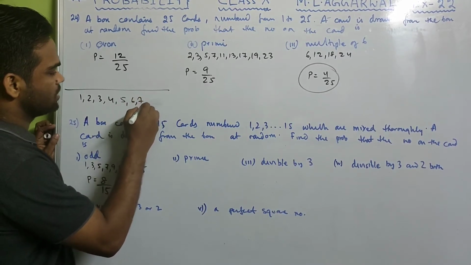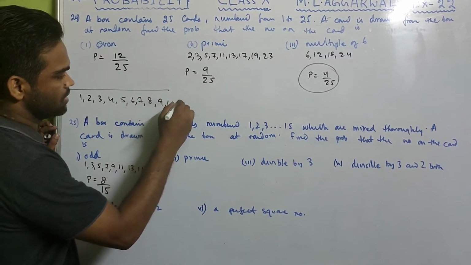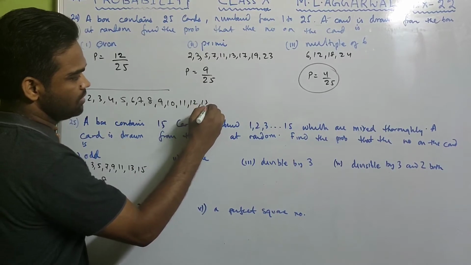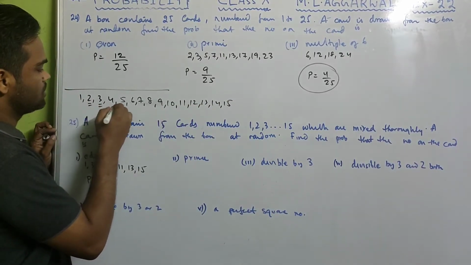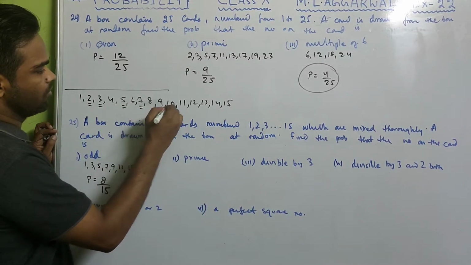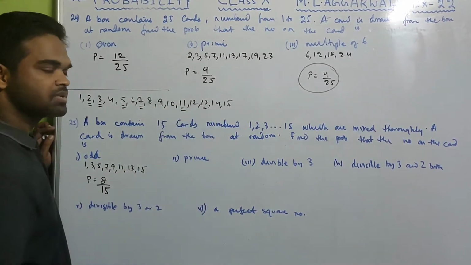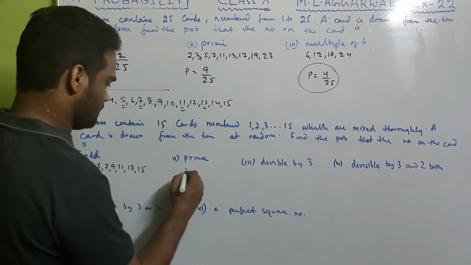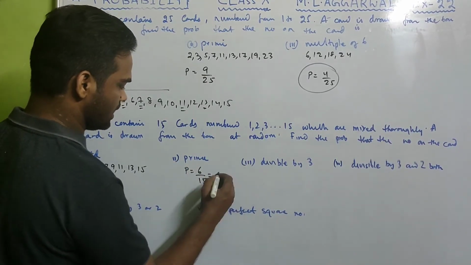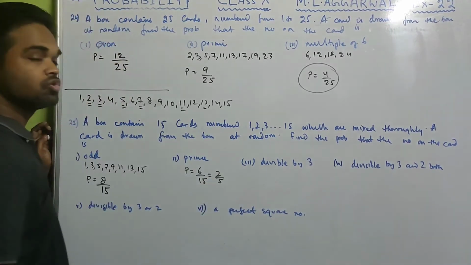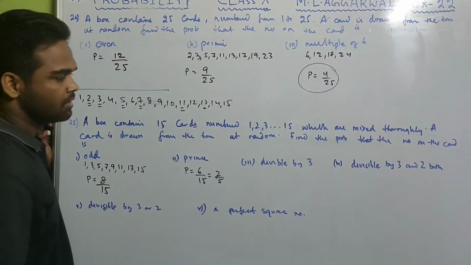A prime number. If you look carefully, I'll just write it: 1, 2, 3, 4, 5, 6, 7, 8, 9, 10, 11, 12, 13, 14, 15. What are the prime numbers over here? 2, 3, 5, 7, 11, 13. 1, 2, 3, 4, 5, 6 prime numbers are there. So the probability will be 6 by 15, 3 twos are 6, and 3 fives are 15. So 2 by 5. Done.